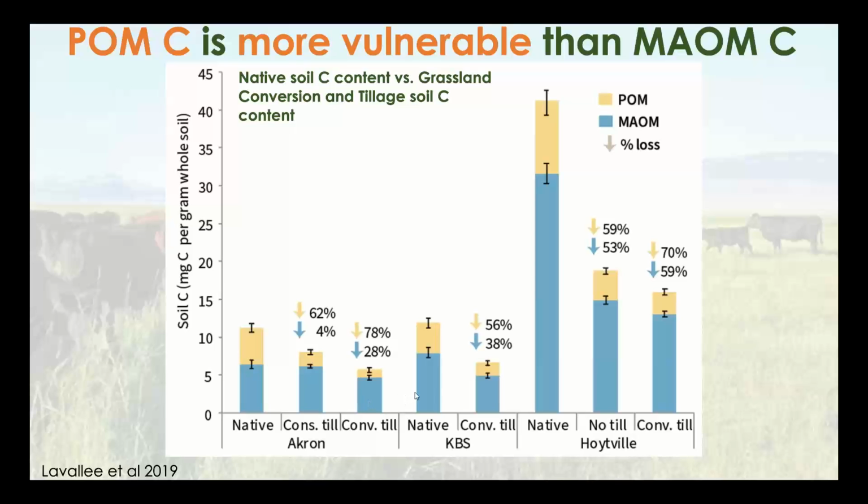just in the second graph, and a conversion of a native grassland to no-till implemented and conventional till implemented. And what you can see is that POM decreases more so than MOM, meaning upon the implementation of these different management practices. So again, POM is more vulnerable to disturbance than MOM carbon.